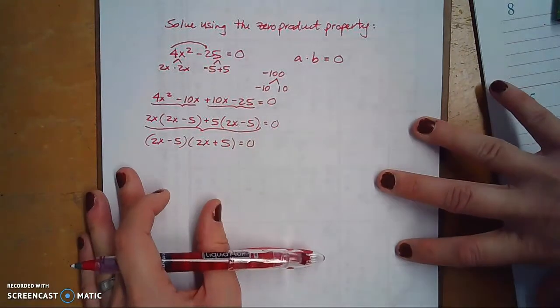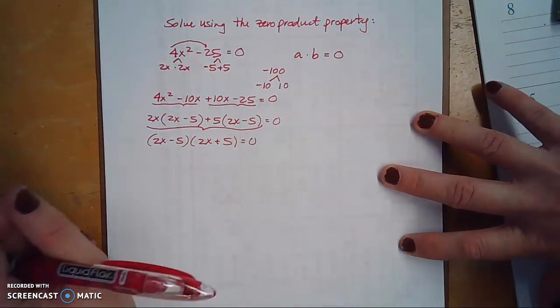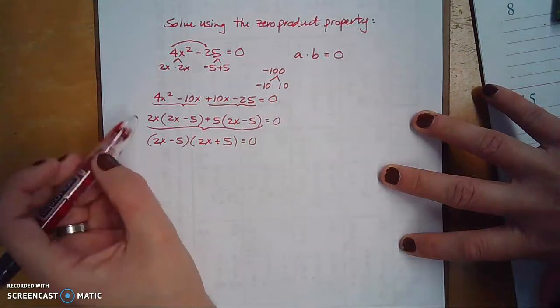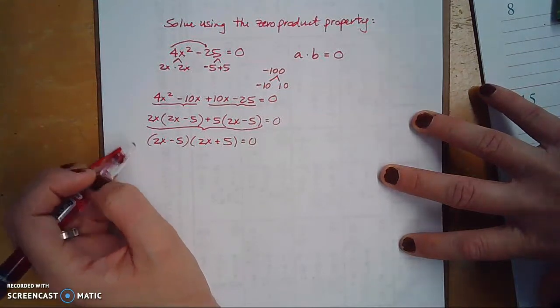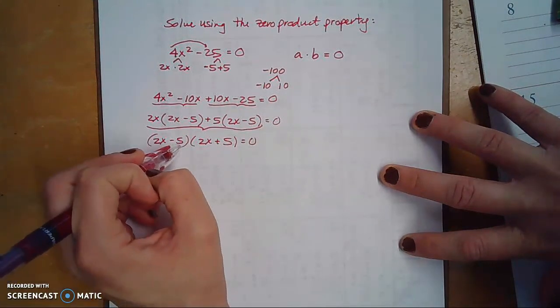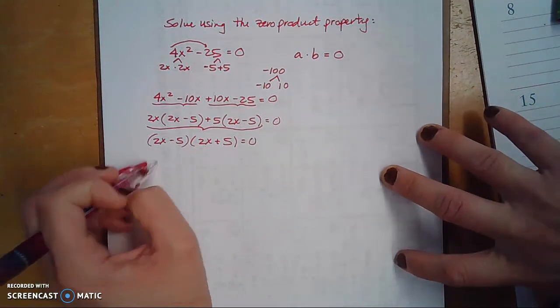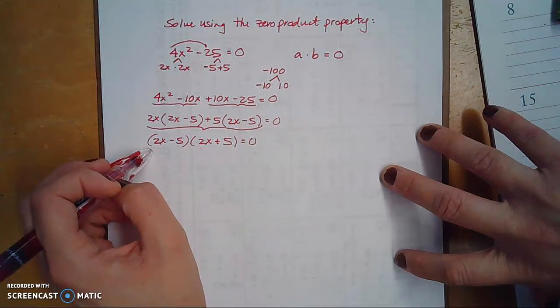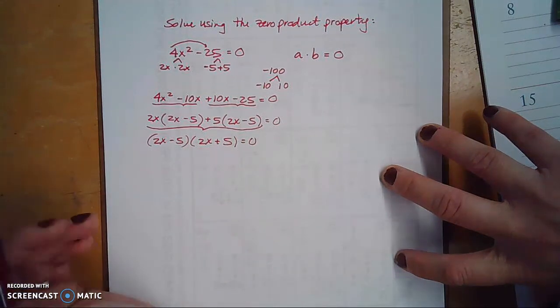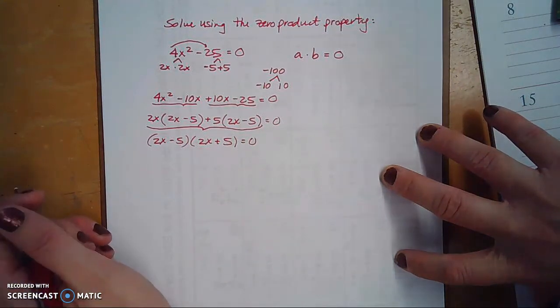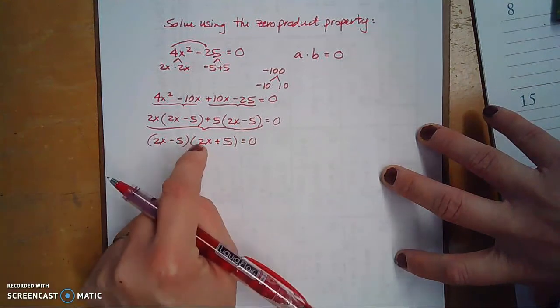Another thing to notice: we talked about conjugates, complex conjugates, back when we talked about complex numbers. a minus bi, a plus bi. It's very similar here to a difference of squares. We're basically factoring it into a pair of conjugates. They're not complex because they don't have the imaginary unit, but an a minus b and an a plus b.